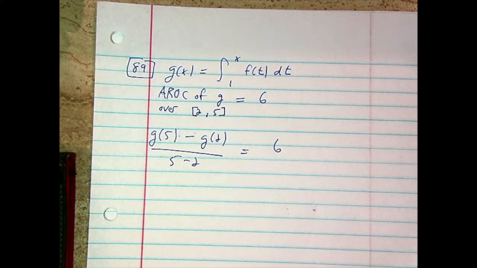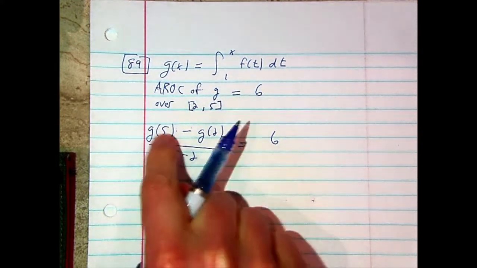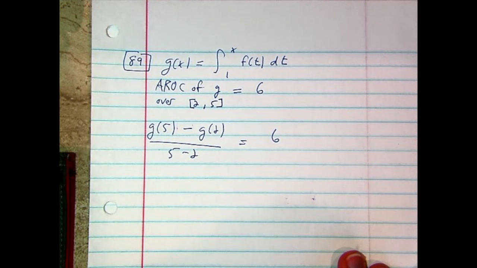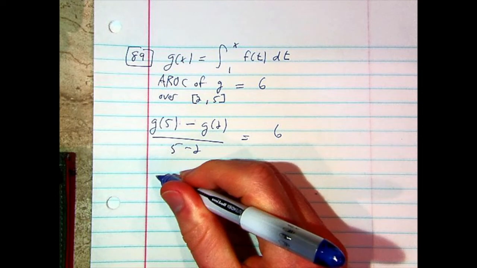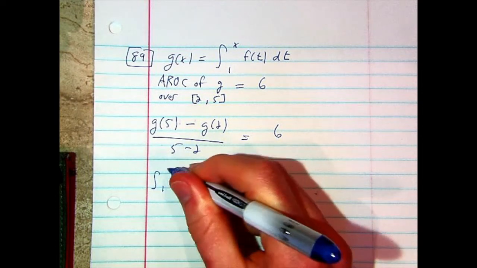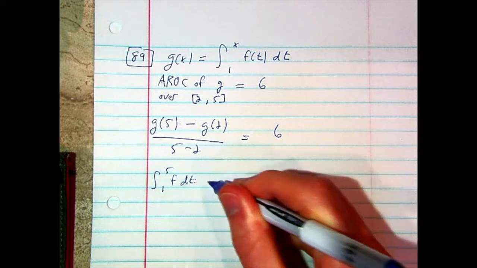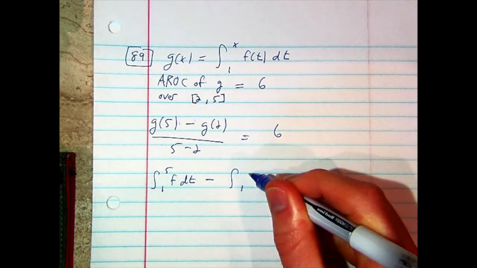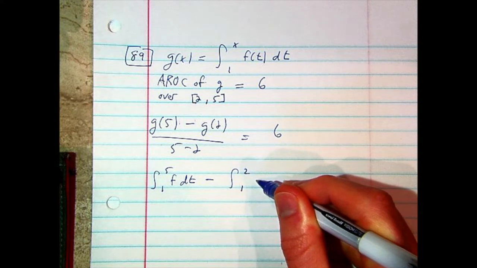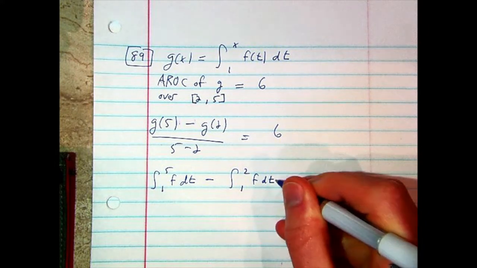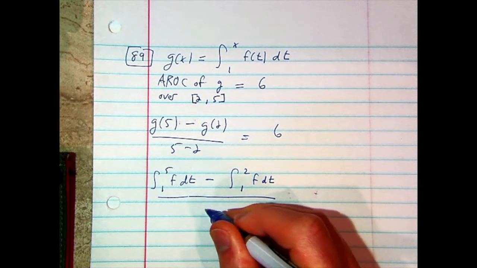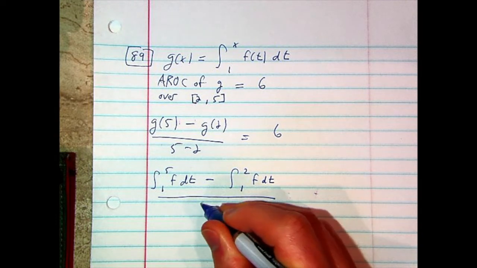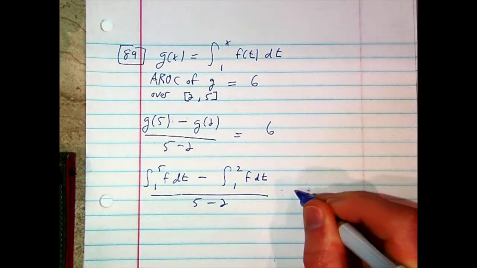Okay. But maybe we should investigate what this numerator actually is. It's the integral from 1 to 5 of f dt minus the integral from 1 to 2 of f dt, all over 5 minus 2. And that apparently is equal to 6.